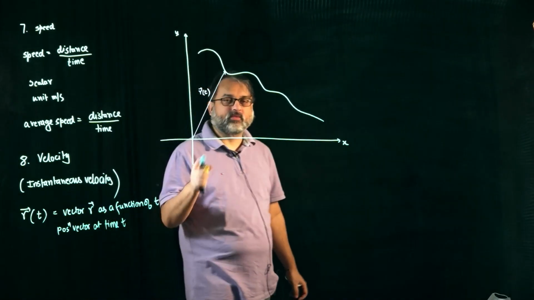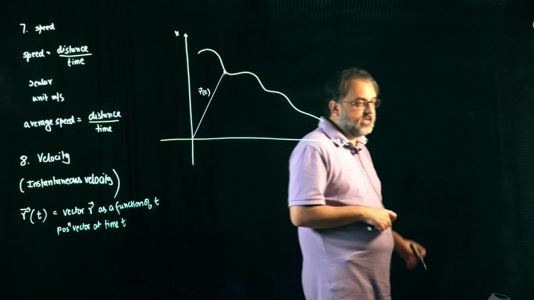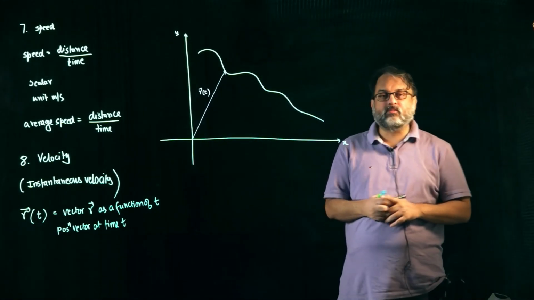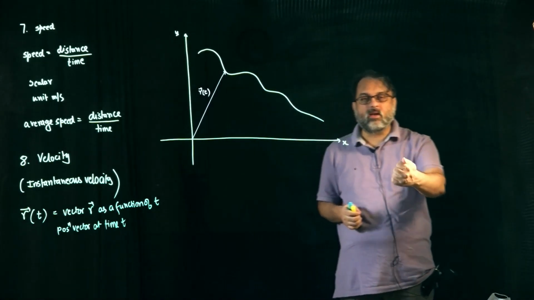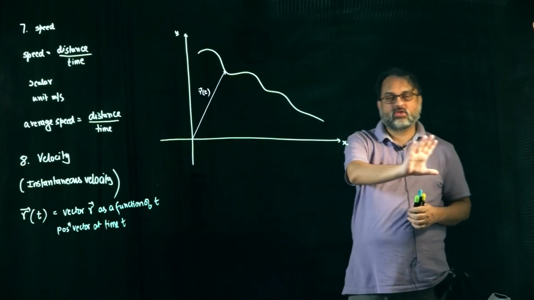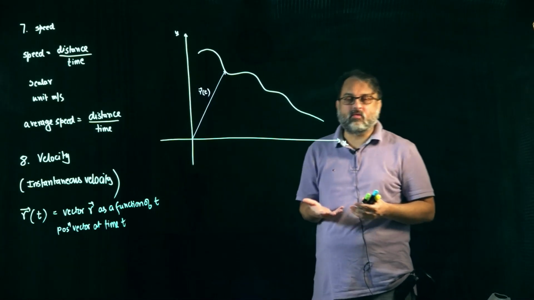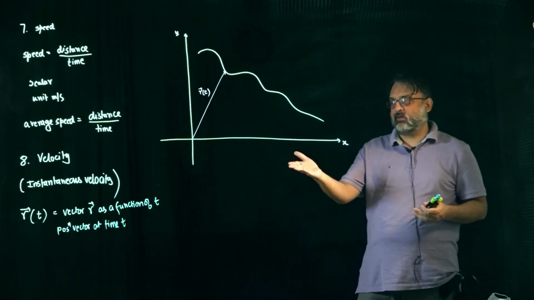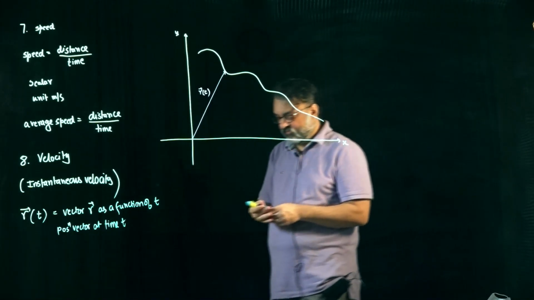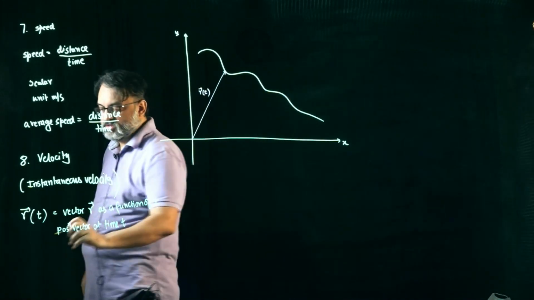If you know the position vector as a function of time, and I ask you what is the position vector at t is equal to 1, then in that function you have to put t is equal to 1 and you will get it. We have had a long discussion about functions. This is the same, except a vector function looks like this.